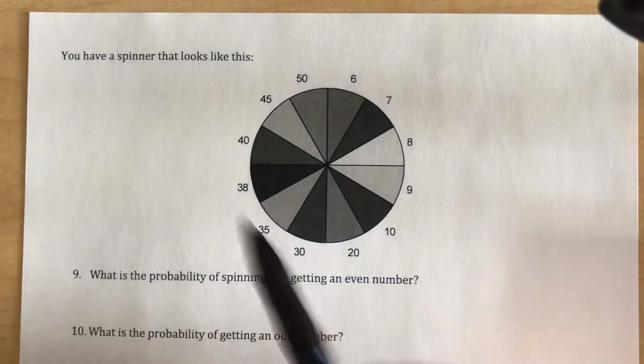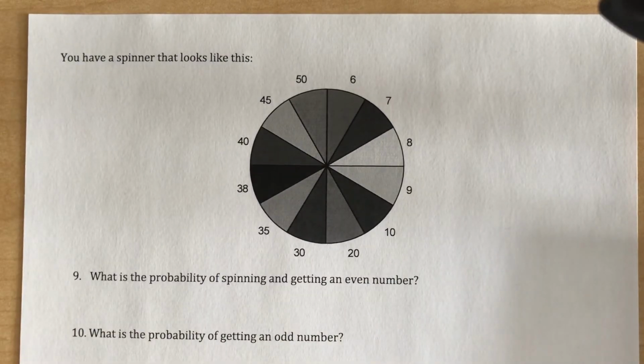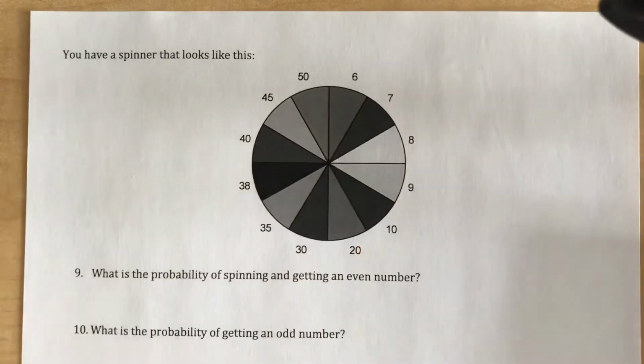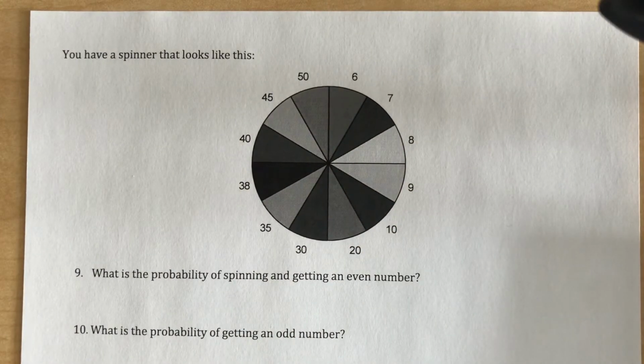So you have a spinner that looks like this. Let's suppose there's just a little arm on here with an arrow, and you'd spin it around. It's like Wheel of Fortune, only with numbers. And you're not actually going to get any money. And there's not a bankrupt thing, and there's no Pat Sajak or Vanna White. Anyway, so it's not like Wheel of Fortune at all.